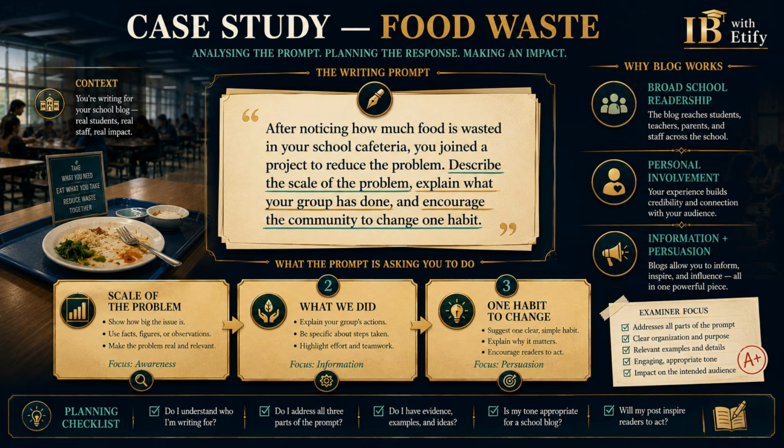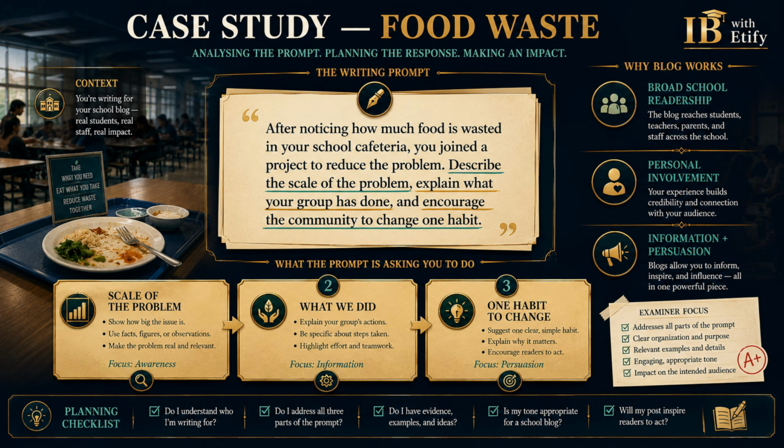Now let us work through another original Paper One style prompt. After noticing how much food is wasted every day in your school cafeteria, you joined a student project attempting to reduce the problem. You want the wider school community to understand what you discovered. Write a text in which you describe the scale of the problem, explain what your group has already done, and encourage members of the school community to change one habit.